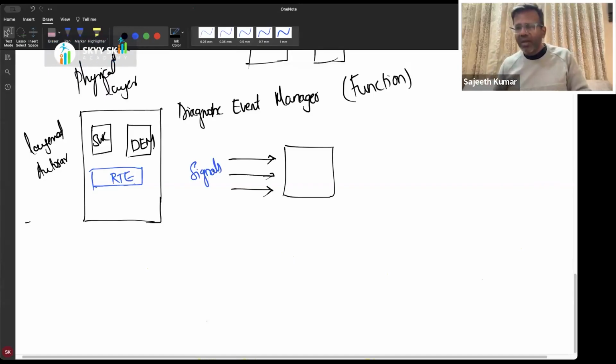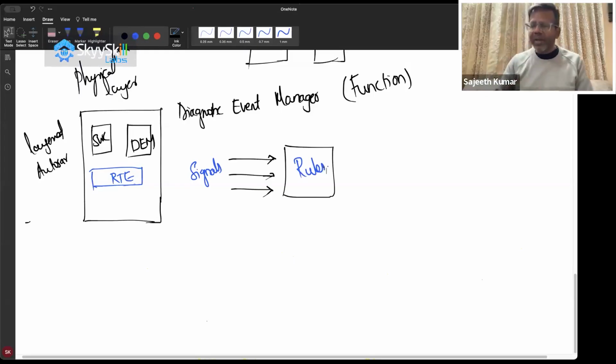So what do you mean by reading? It's basically a global variable, right? And you just read that global variable from inside this function. So now once it reads a signal, you will have to tell the diagnostics event manager what each signal is supposed to represent. Okay. So basically what I mean to say is there are rules written here.